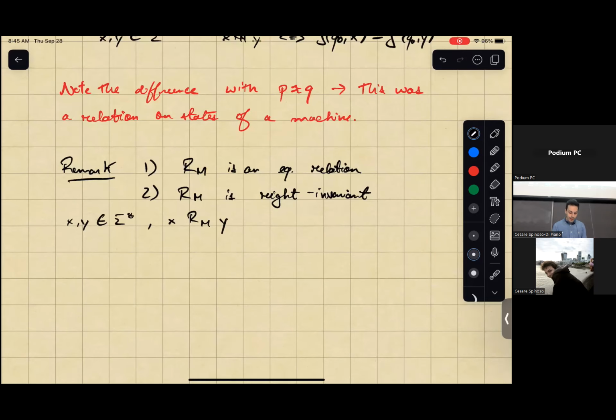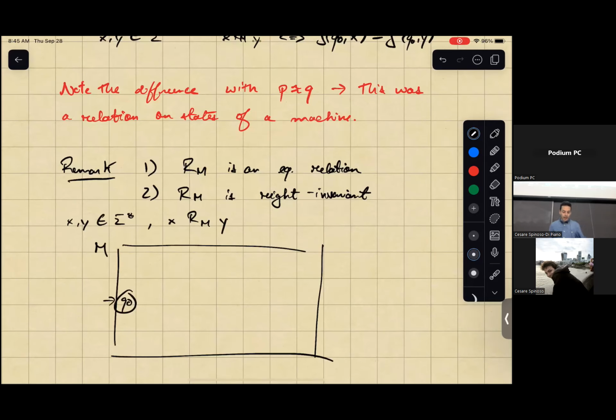So what does that mean? That means that I must have some machine M, right? So I have this machine M. I have a start state. And then what does it mean for x and y to be related through R sub M? It means that when M reads x from q naught, sorry, then it ends up in some state q. But then when M reads y from q naught, it also ends up in the same state, right?